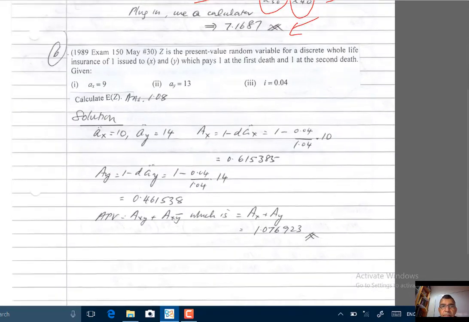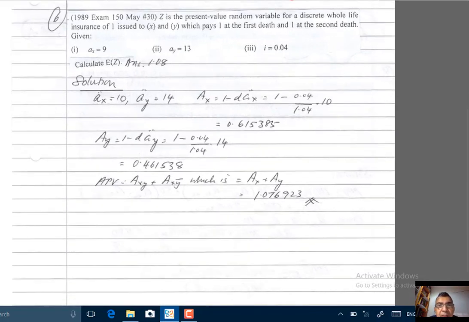Next, question number 6. Z is the present value random variable for a discrete whole life insurance of 1 issued to X and Y, which pays 1 at the first death and 1 at the second death. Again, Z is a present value random variable for a discrete whole life insurance of 1 issued to X and Y, which pays 1 at the first death and 1 at the second death. So first death it pays 1, second death it pays 1.